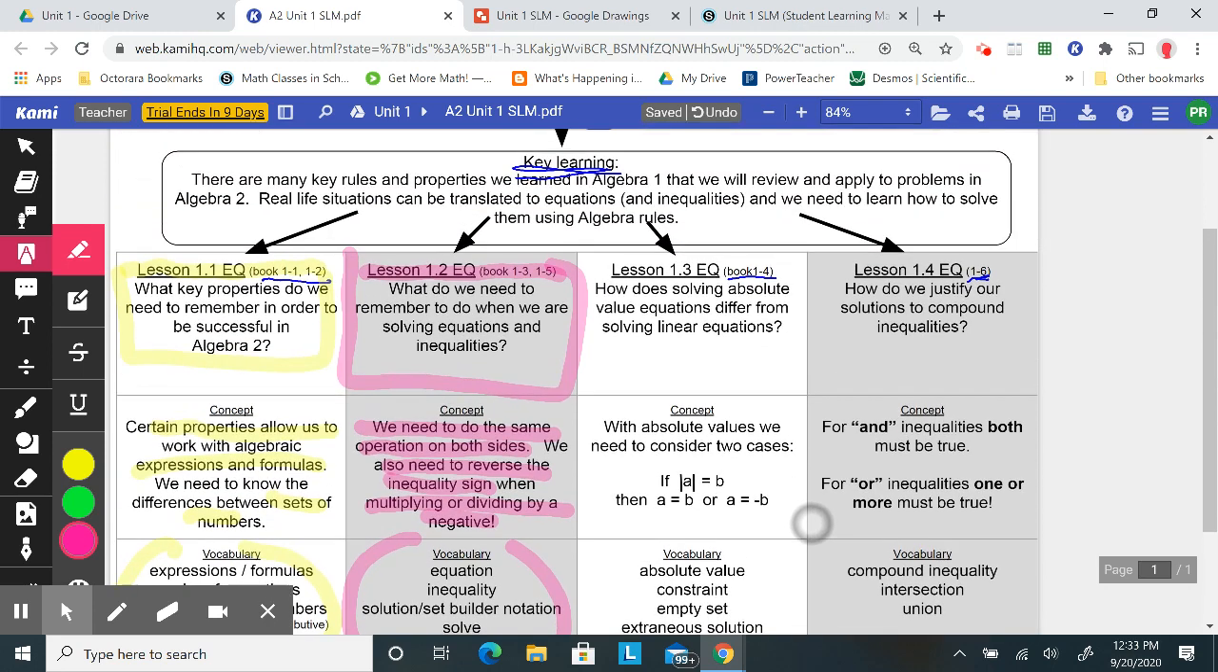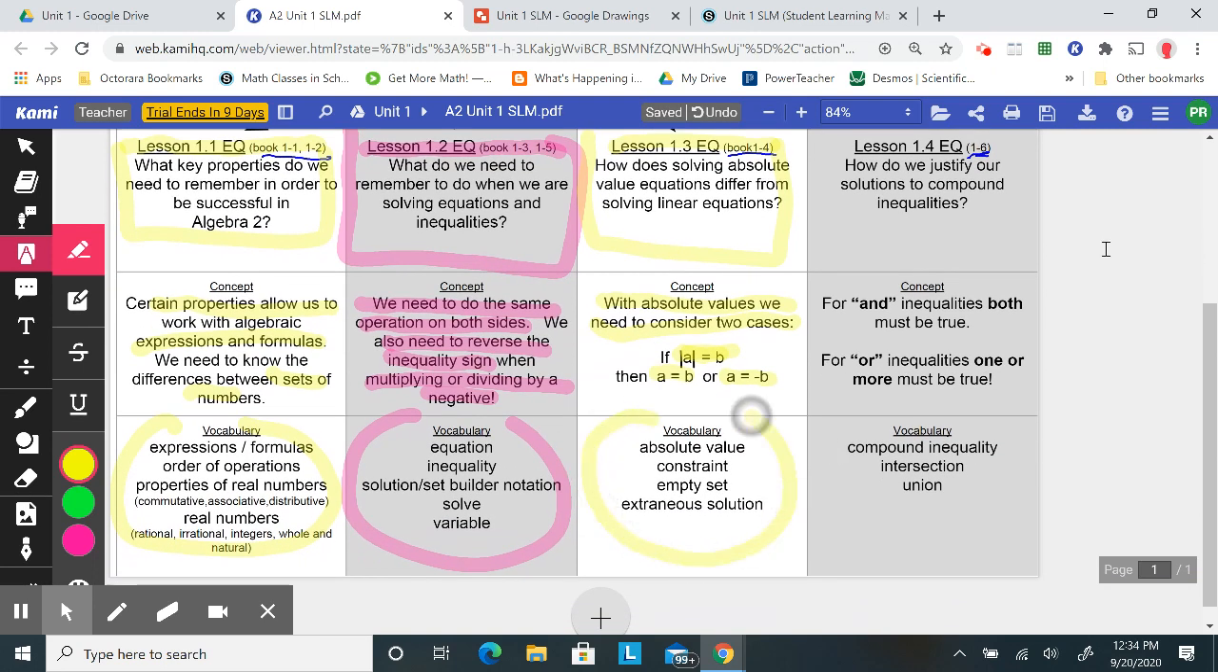All right, lesson 1.3. How does solving absolute value equations differ from solving linear equations? And the concept is, with absolute values, we need to consider two cases. If the absolute value of A equals B, we have to look at when A equals B or when A equals the opposite of B. So we'll get into that in lesson 3. We have our vocab words: absolute value, constraint, empty set, and extraneous solution.